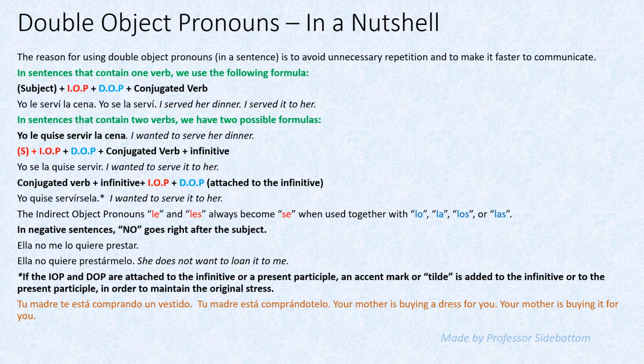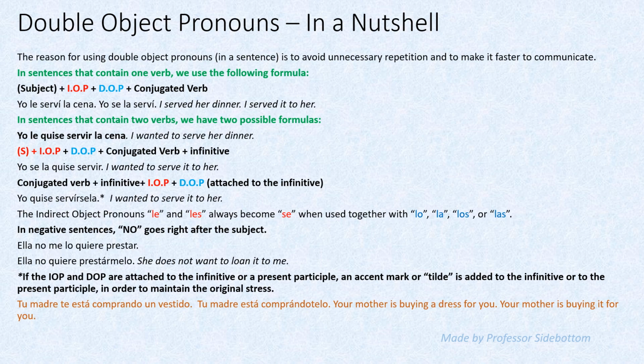So, in a nutshell, the reason for using double object pronouns in a sentence is to avoid unnecessary repetition and to make it faster to communicate. In sentences that contain one verb, we use the formula subject plus IOP plus DOP plus conjugated verb. Yo le serví la cena becomes yo se la serví. I served her dinner, just like in English, can become I served it to her.